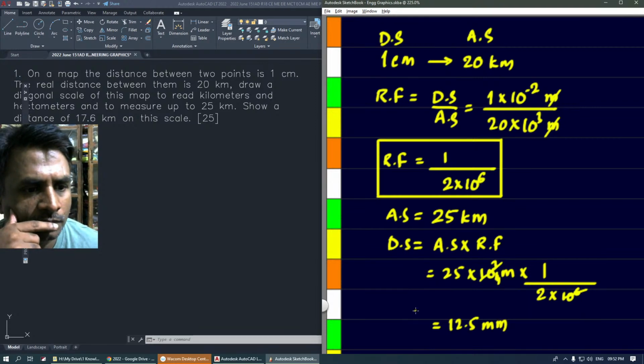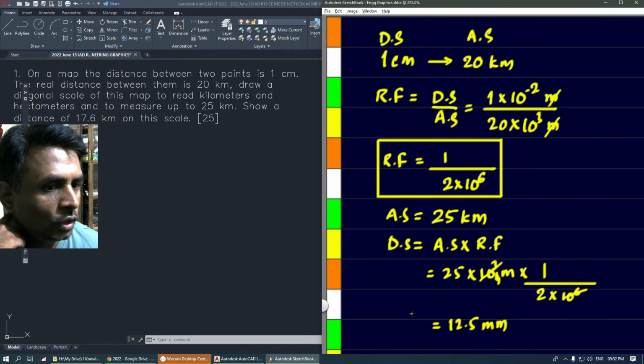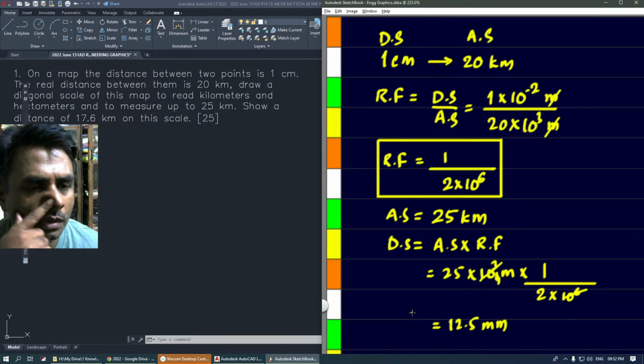Oh, come on. It can't be so. There's something wrong here. There definitely is something wrong here. Okay, let's cross verify it.